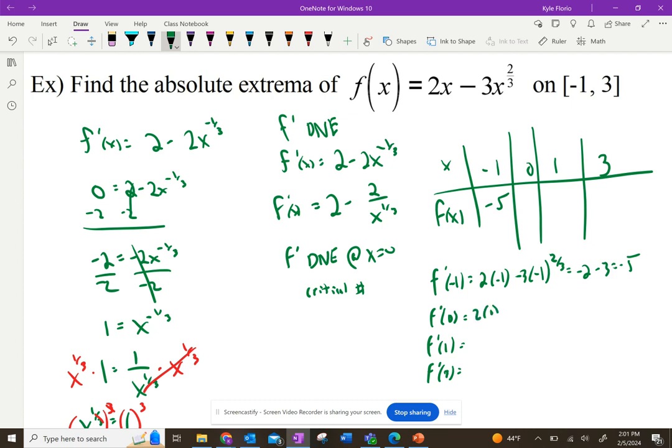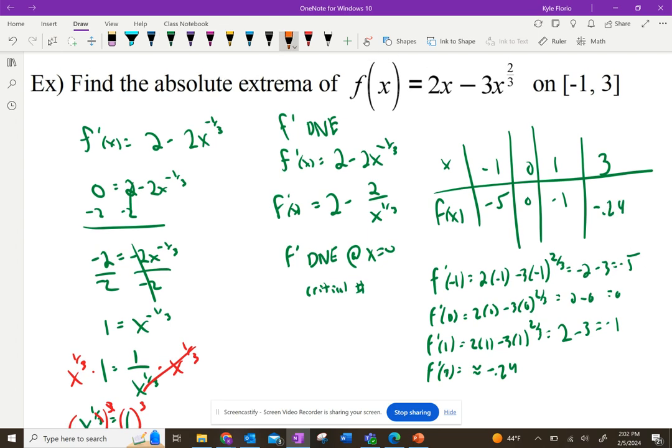If I plug 0 into my original function, that becomes 0, 0 to the 2/3 is 0, times 3 is 0, so 0 minus 0 is 0. If I plug 1 in, I get 2 times 1 minus 3 times 1 to the 2/3, which is 2 minus 3, since 1 to the 2 is 1, so that's negative 1. And if you plug 3 into the original function, I got about negative 0.24, I believe. Negative 0.24-ish. So the absolute max is my highest point here, which is 0.